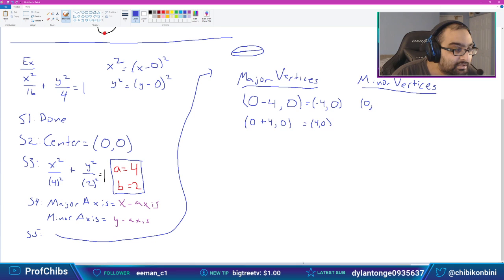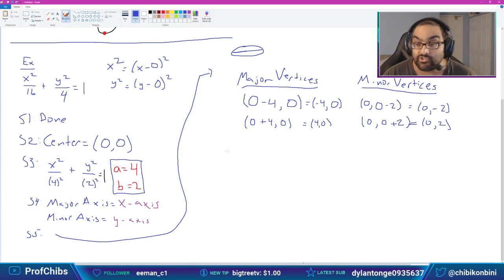All right. Let's see here. So we get 0 comma 0 minus 2, because this is our minor vertices, and 0 comma 0 plus 2. Again, this plus 2 and minus 2 comes from B, which was equal to 2, along our minor axis. We get 0 comma minus 2 and 0 comma positive 2.